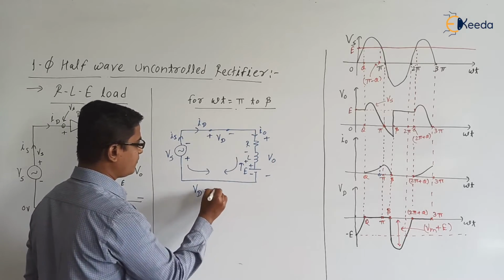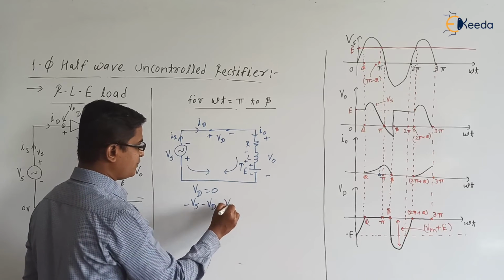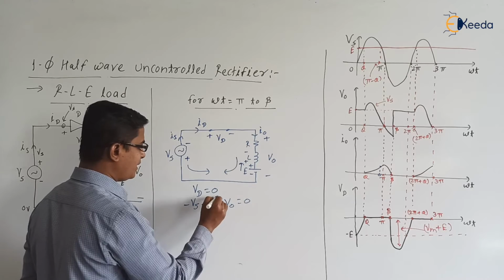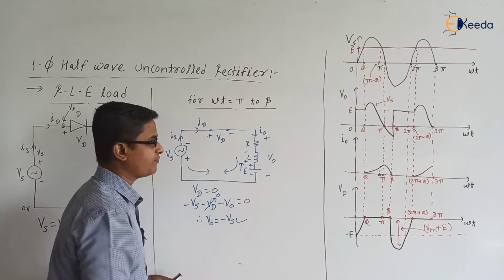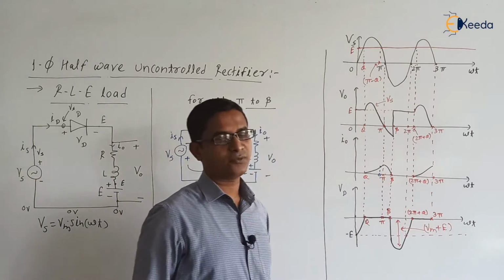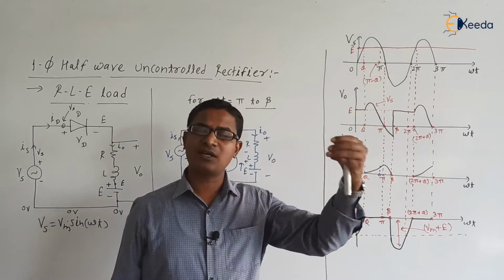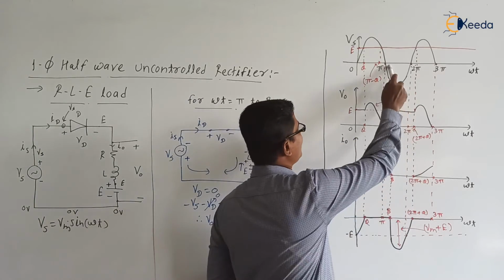Vd is equal to 0, and KVL gives: Vs minus Vd minus V0 is equal to 0. Out of that, Vd is 0, right? So therefore V0 is equal to minus Vs. If you check after pi, yes, V0 is negative. V0 is negative. Are you getting the point? And the inductor current, or the circuit current, goes on decreasing, because after pi the Vs value is increasing.